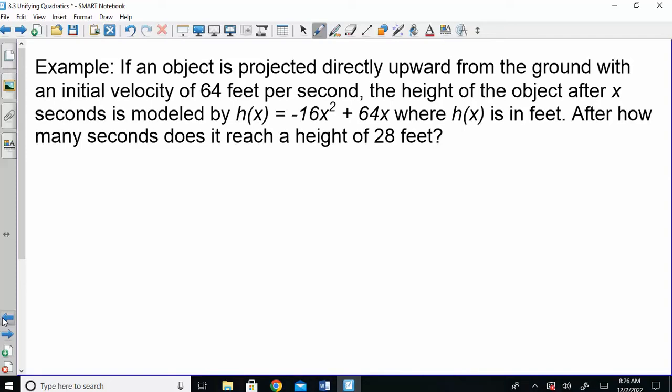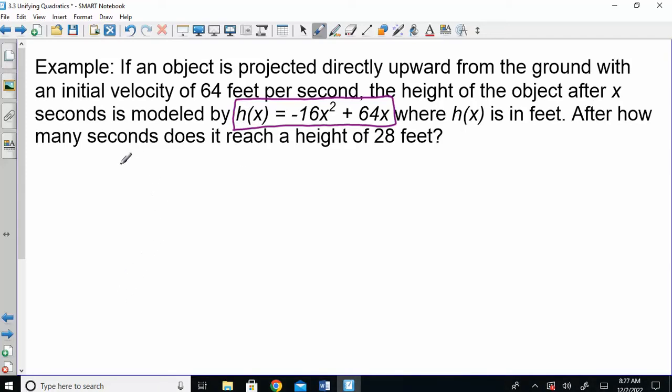We have an object that is propelled directly upward from the ground with an initial velocity of 64 feet per second. I'm telling you the height after x seconds is given by this equation. So here is the height equation. After how many seconds does it reach a height of 28 feet?